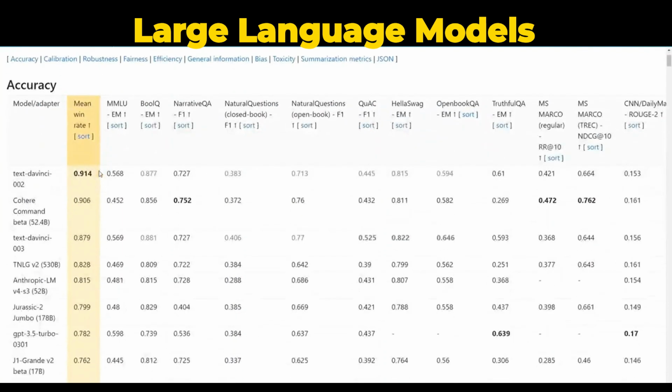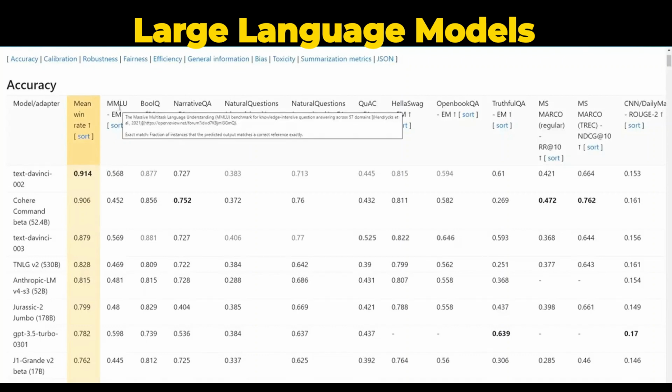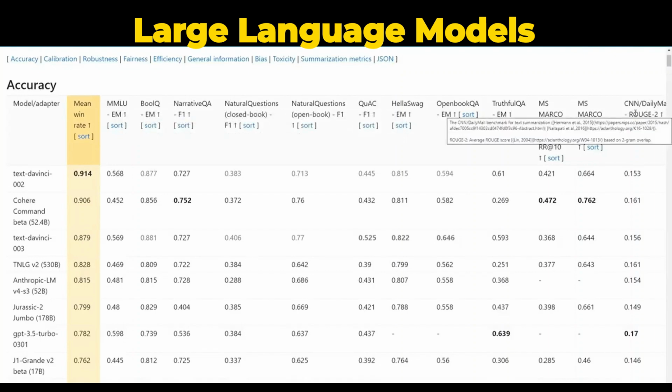So let me just go ahead and scroll down a little bit. Here, each row corresponds to a different language model that has been tested, and each of the columns corresponds to different benchmarks for different tasks. You can hover over each of the benchmarks. So, for example, you can see that this is MMLU, or the Massive Multitask Language Understanding Benchmark. And over at the right, you've got the CNN and Daily Mail benchmark, which is used for text summarization.